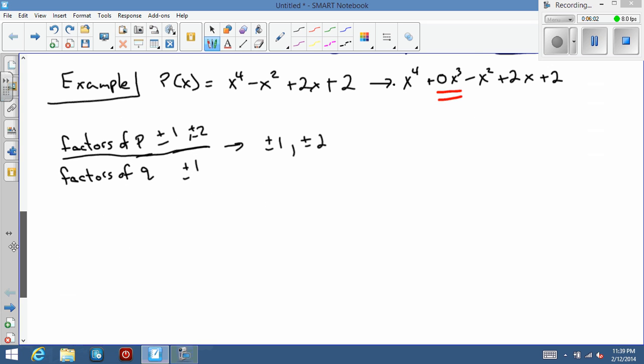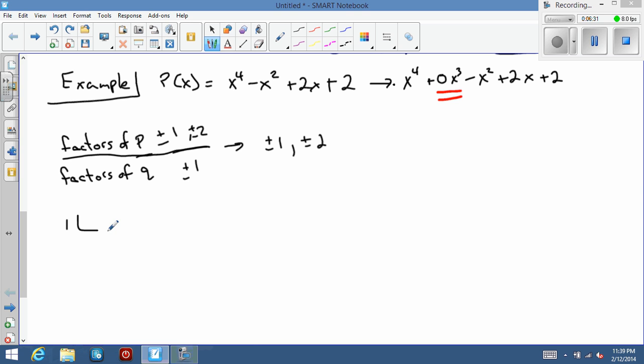So let's look on to the next example. Here we have p of x equals x to the fourth minus x squared plus 2x plus 2. And hopefully you will realize that you were missing a term here, and we need to fill that in with 0x to the third. So if we do our factors of p, which is 2, over the factors of q, which is 1, we will get the same zeros we had above: positive 1, negative 1, and positive and negative 2.